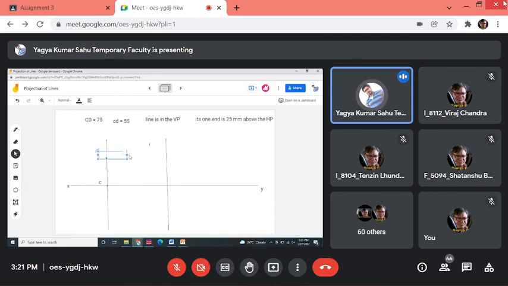ये clear है सबको? C dash. Yes, sir. The line is in the HP means the end C is in the HP as well as end D is in the HP. So end C is in the HP and we are taking for end C that it is 25 mm above HP. So that's why I am drawing 25 mm above this C dash. You can also consider point D 25 mm above XY. तो जो भी तुम लोग assume करना चाहो कर सकते हो, ठीक है. I am considering this C 25 mm above XY.